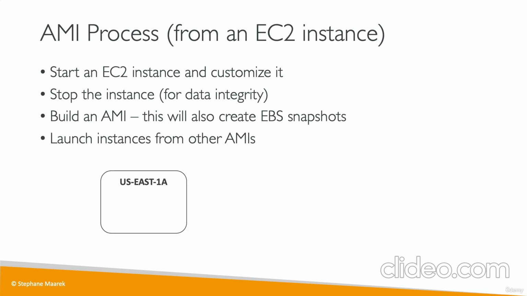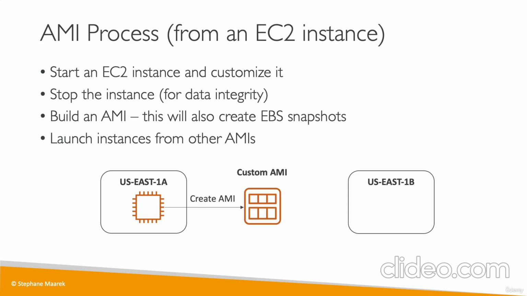So we have US East 1A, and we can create the same instance in US East 1B. The process is we launch the instance in US East 1A. We're going to customize it. Then we're going to create an AMI from it. This will be our custom AMI. And then in US East 1B, we will be able to launch from that AMI and will effectively create a copy of our EC2 instance. So I hope you're excited, and I will see you in the next lecture.